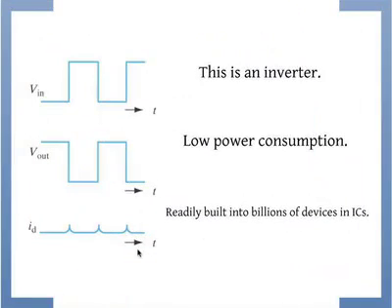Of course, the answer is this is an inverter. You send in a V in, you get a V out, which is opposite. It's low power consumption because if you plot the ID, it's mostly 0. You get a small current when the switching happens, and you can of course integrate this into billions of devices on an IC. Okay, that's the only device you really need to know.